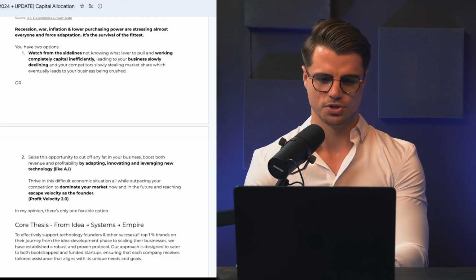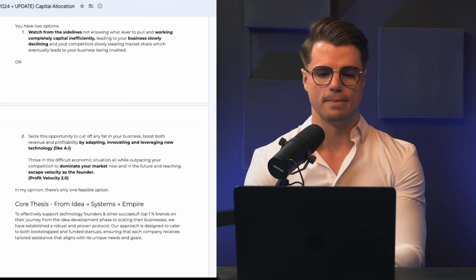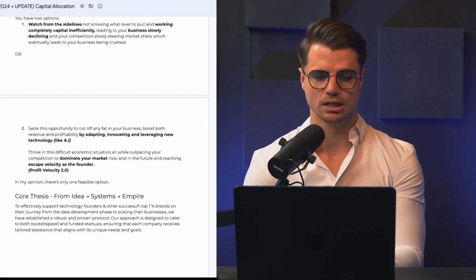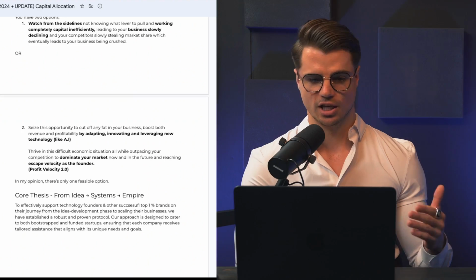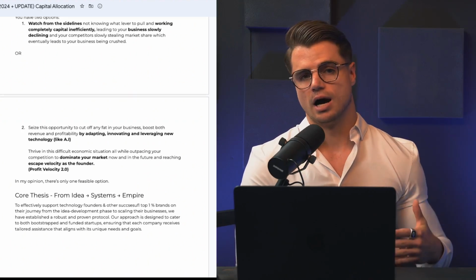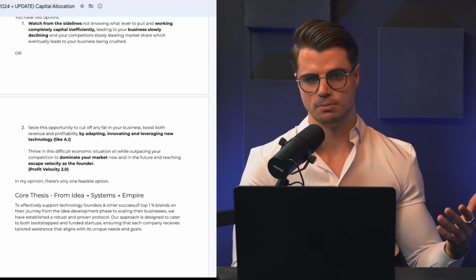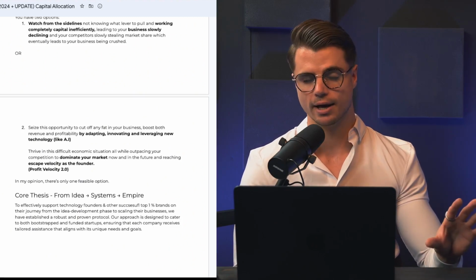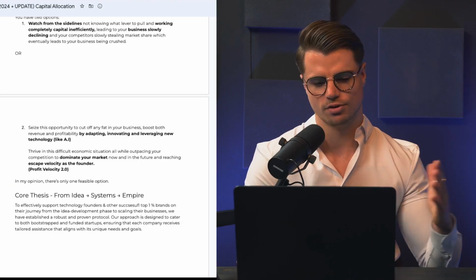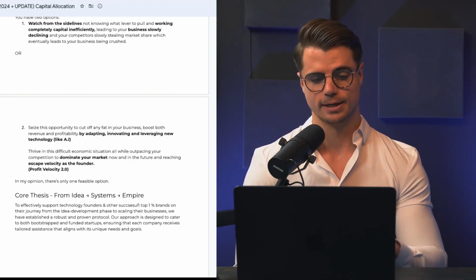So you have one of two options. You can watch from the sidelines, not knowing what lever to pull, and working completely capital inefficient, leading your business slowly into decline, and you're not even able to keep up with the evolution of AI. I know some people that have teams of 30, 40 people that are just working on AI, and they are having a hard time catching up. So if you're not even deploying 1 hour of AI a day, then you're already behind, okay?